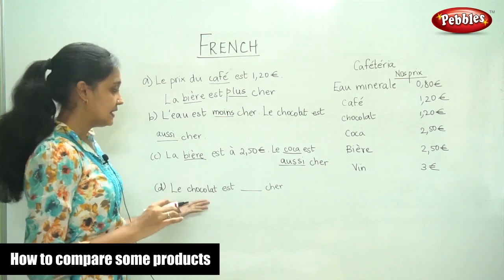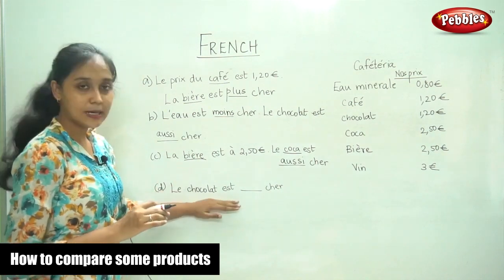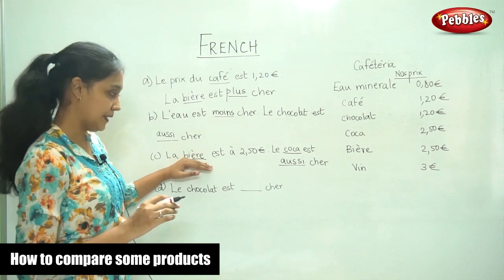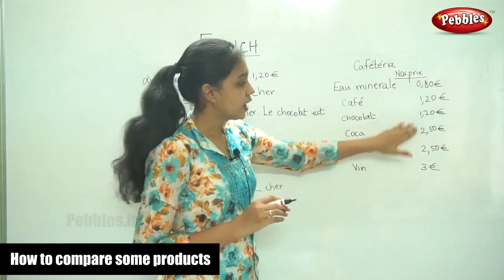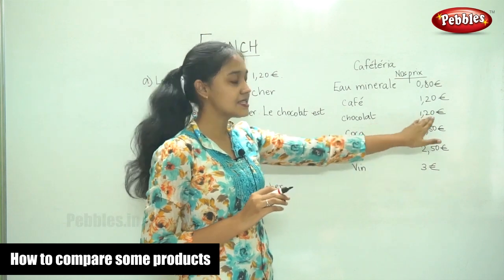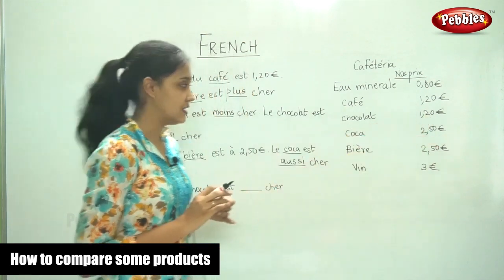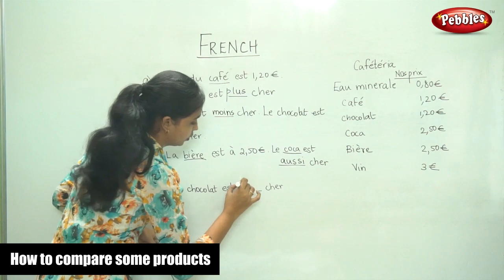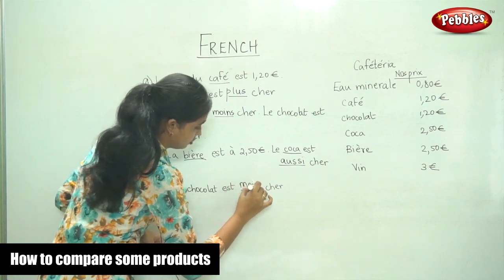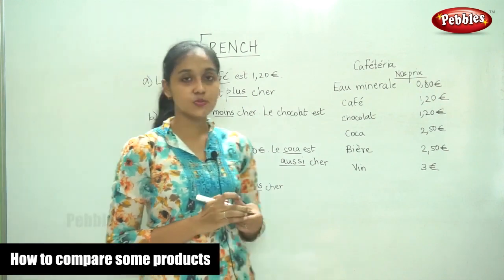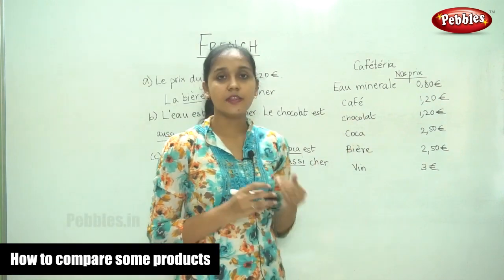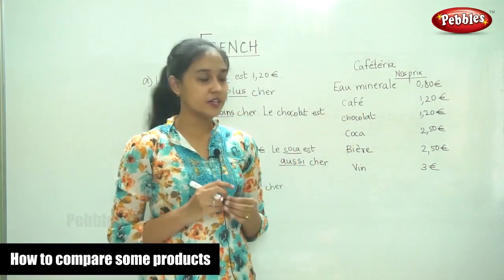And finally the last sentence, now we are comparing this with the beer. So the chocolat and the beer, if you see, the chocolat is less costly, so moins cher.